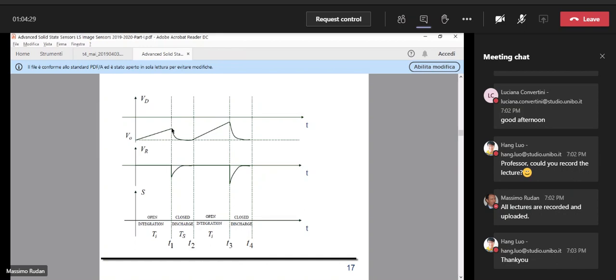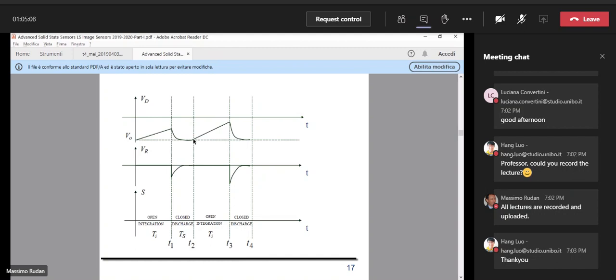At this point, we close the switch, we start the sampling time, and we have another transient in which the voltage across the p-n junction must go back to the original V0. Okay, this is why the sampling time must be long enough. Otherwise this voltage would not have time to go back to the original value V0.